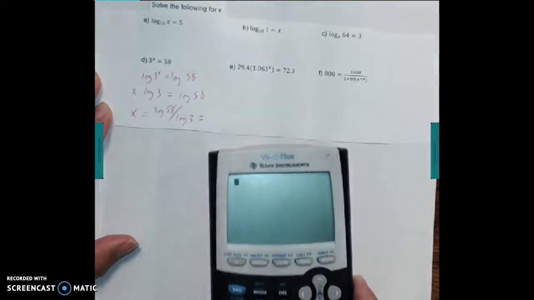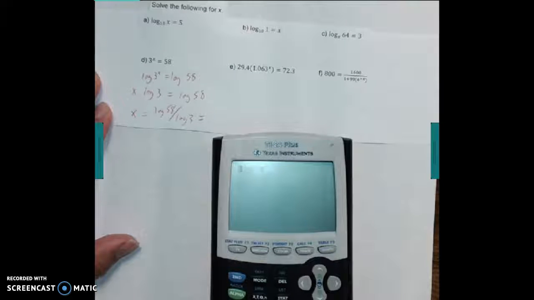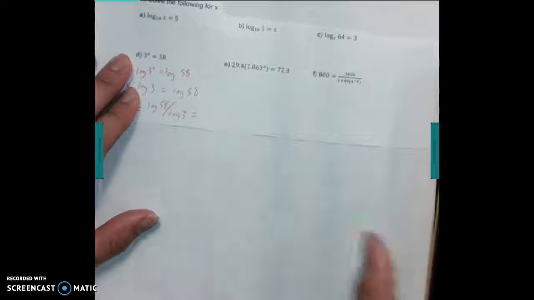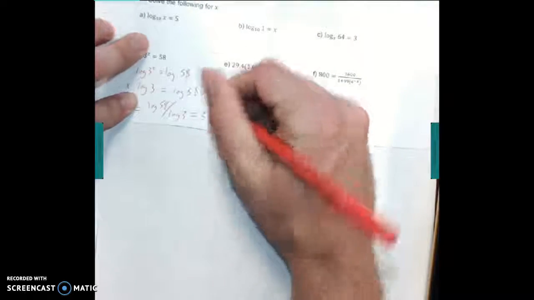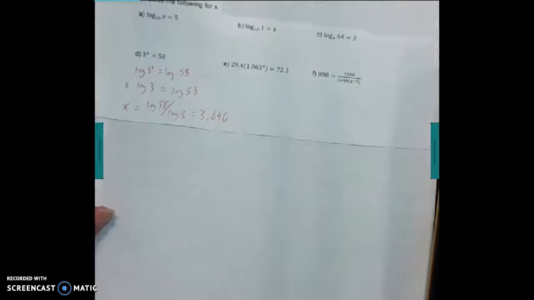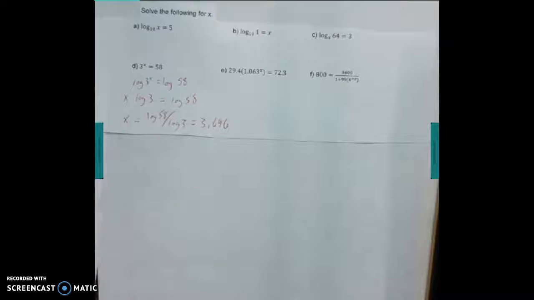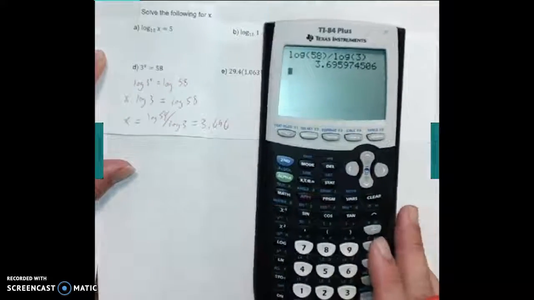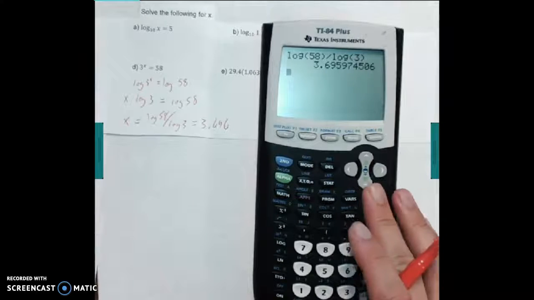And when I type that in the calculator, log 58 divided by log 3, you're going to end up with 3.696. Now, you didn't click on this video to watch me solve things by hand. You clicked on this video to learn how to do this on the calculator. So let me show you another way to do that. Let's just keep in mind that x equals 3.696.